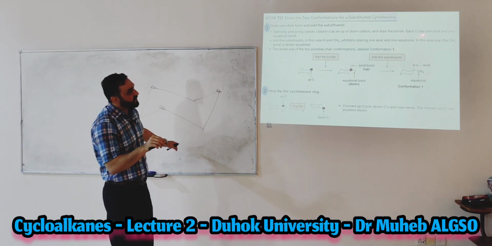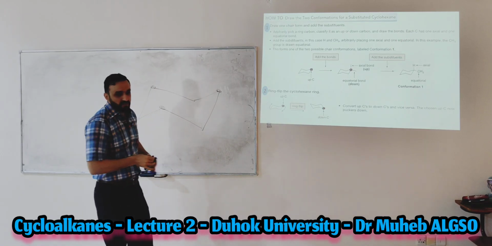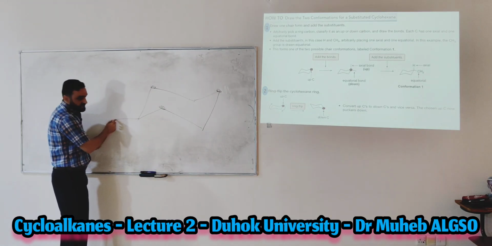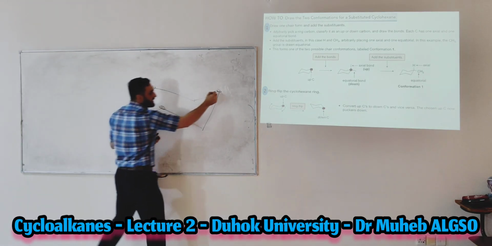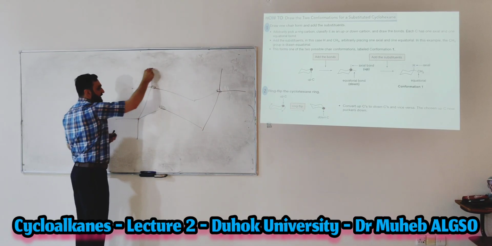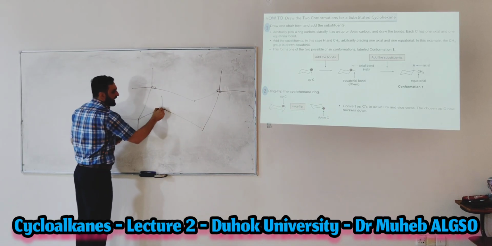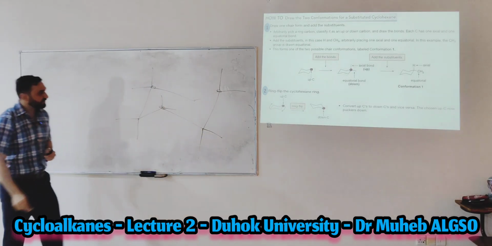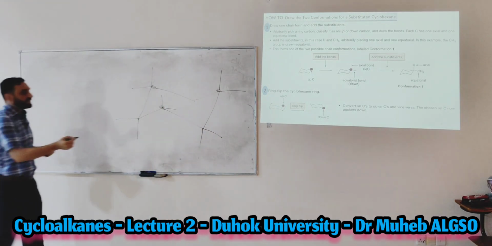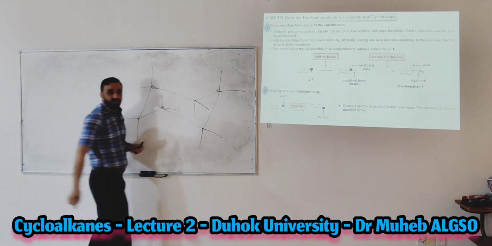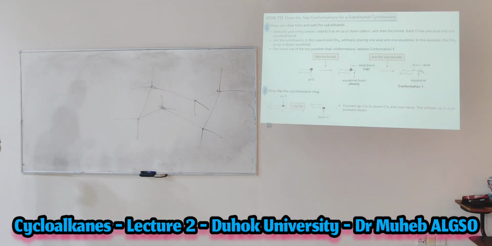Each carbon has one axial and one equatorial bond. That means this carbon has this equatorial bond and this axial, this here equatorial, axial, like that, okay? This also equatorial, axial, this also equatorial, axial, this also equatorial, axial, hydrogen, okay? For every carbon here, one of the bonds will be axial and the second will be equatorial, with the plane of the symmetry, okay?